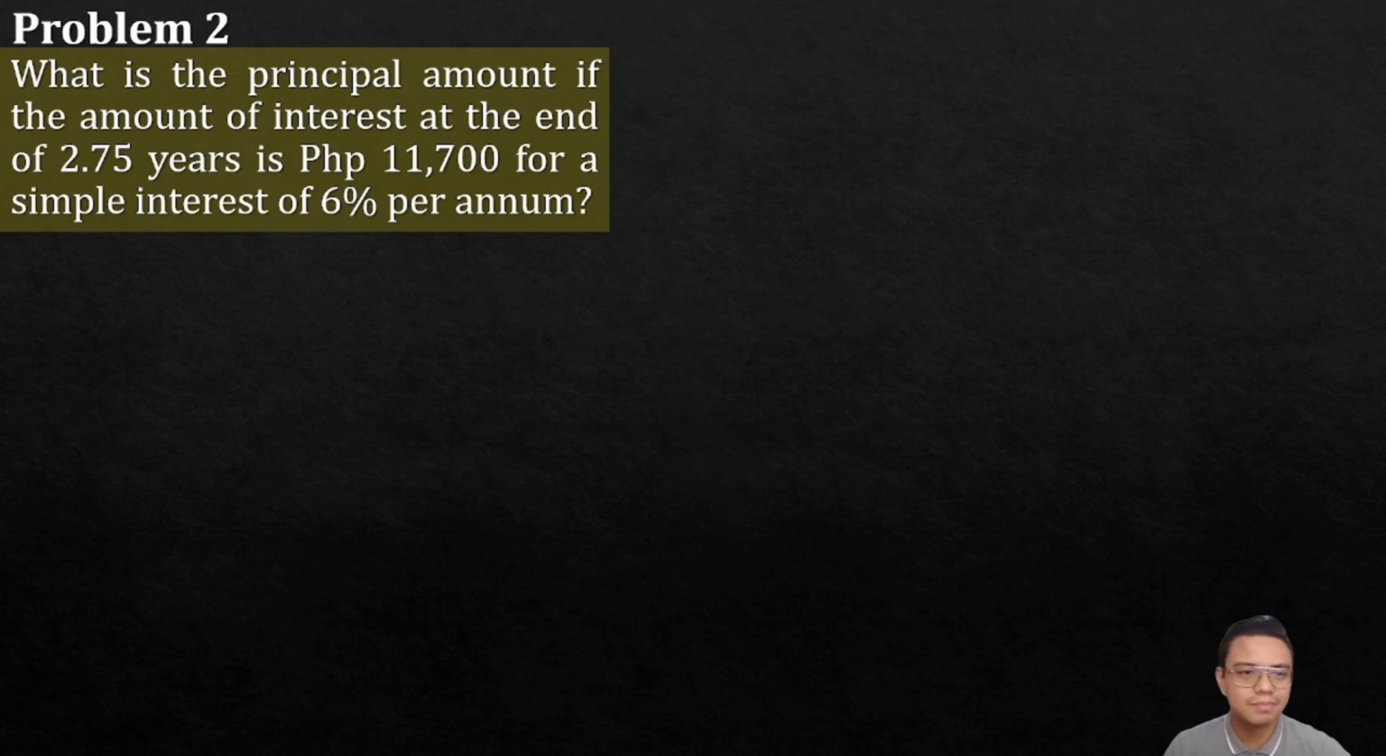Let's have this problem number 2 and let's apply the concept that we learned in our discussion. Okay, so let's have this one. What is the principal amount if the amount of interest at the end of 2.75 years is 11,700 pesos for a simple interest of 6% per annum? So we are still at the simple interest.